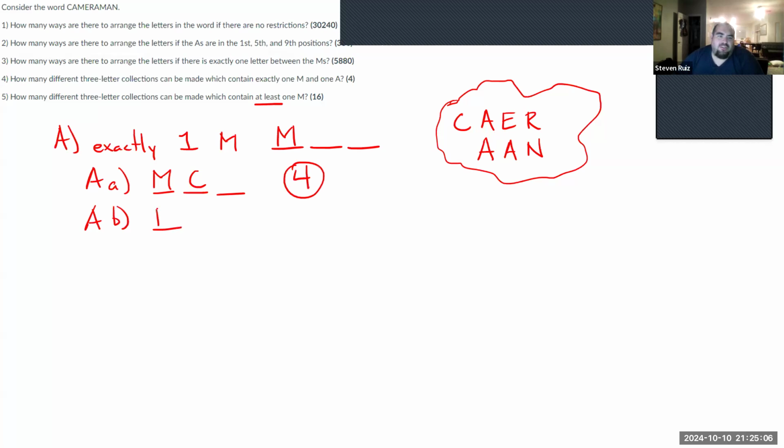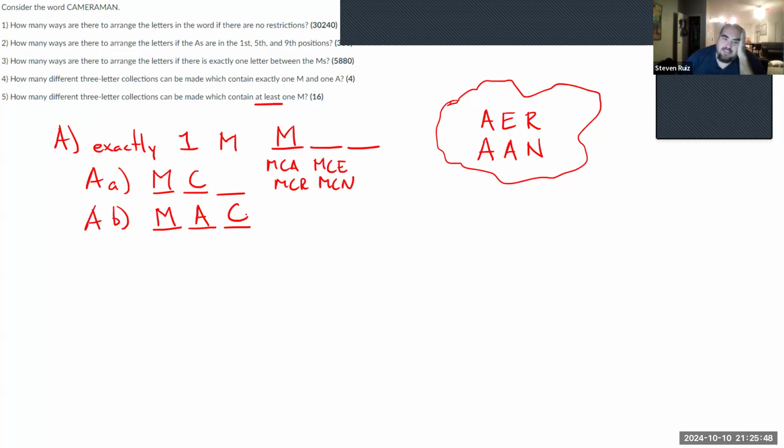What about A, B? That's going to be the case where what's in common is that M is one of the things I choose. Now let's say A is the other thing I choose. How many options can go there? Now, I'm going to remove the C because, let's think about this for a second. What if I put a C there? Now I'm double counting things because I already chose MCA as one of my 4 options. Maybe I should write down what those options were: MCA, MCE, MCR, MCN.